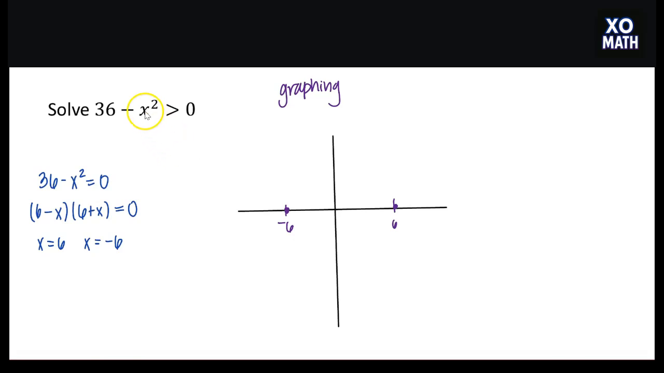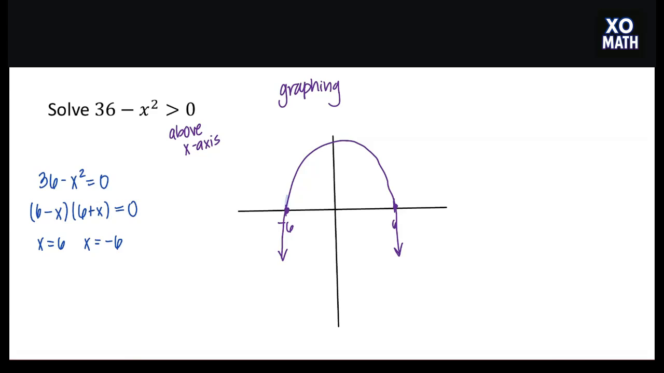And if I really want to, I can let x equal 0 and find the y-intercept. The y-intercept is going to be 36, although we don't need the y-intercept. We really just need to know that this is a downward facing parabola. Because what we're being asked to find in this problem is where this parabola is greater than 0, or where it is above the x-axis. On what x values is this graph above the x-axis?